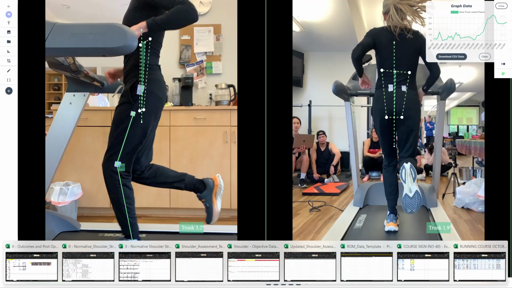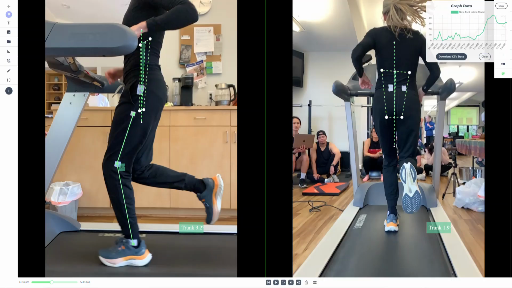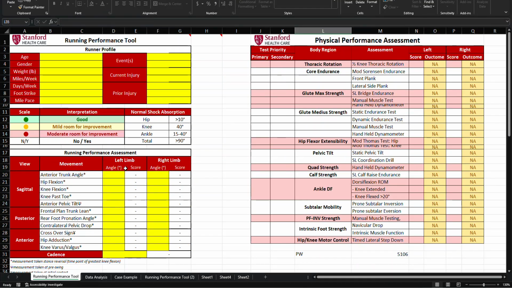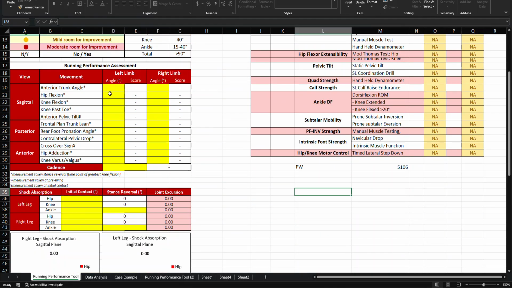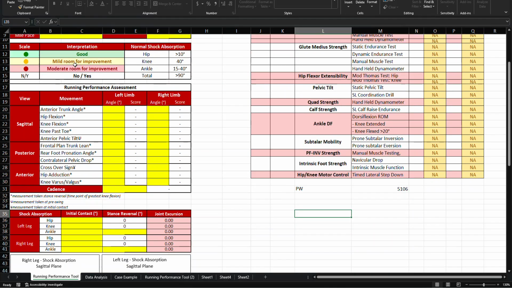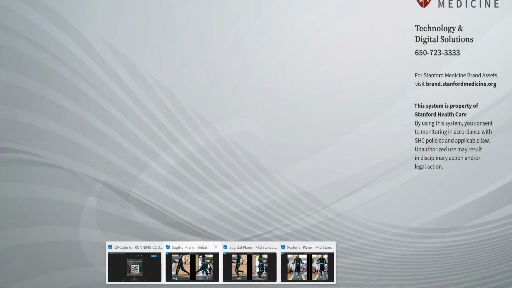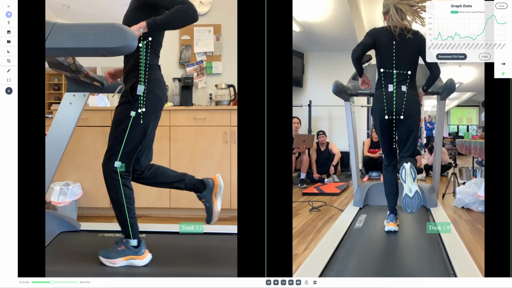The second one that we will use is an Excel spreadsheet. This one is of my own design, influenced by different courses that I've taken in regards to running. The blank tool looks like this, where you have the running profile, and then you write in your different angle values. It will give you a score: either good, mild, room for improvement, or moderate. So those are the different metrics or measures that we looked at.